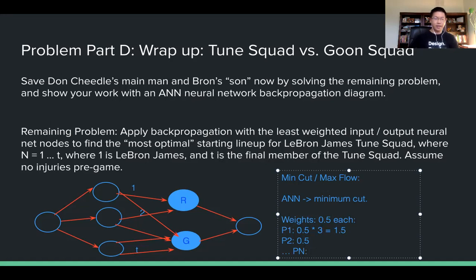Eventually, you're going to find that path n is the minimum cut. You get 0. Do you know why you get 0? Because all the other paths are done. So you want to do path n minus 1, which is 0.5 again.